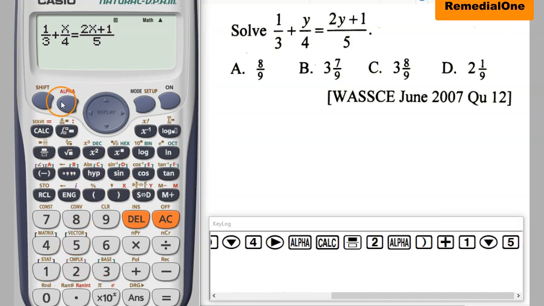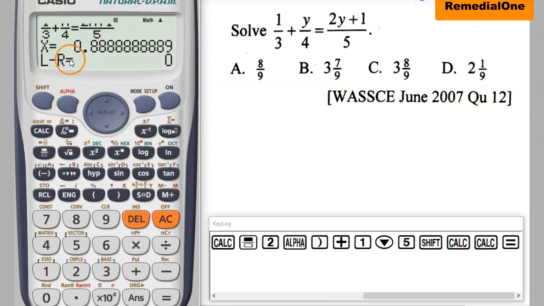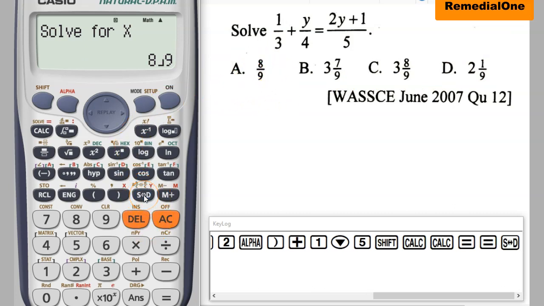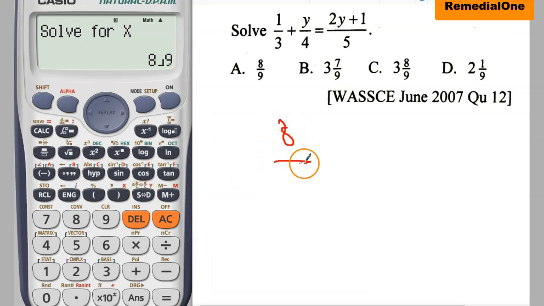And then we want to solve it. So the solve is here. So shift, solve, and that equal, and it's subtracting. So that's where it's equal. So this is what we are getting. It's giving us a decimal. So we want to change it. We don't see a decimal. We see mixed fractions and all that. So we come to here, and then that changes it for us. So it's saying 8 over 9. The 8 over 9, which is right here.